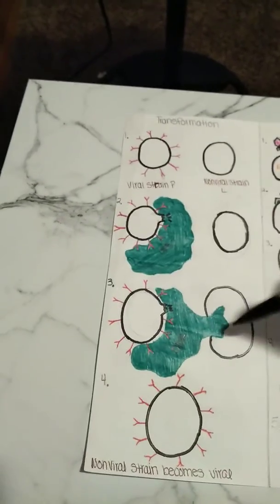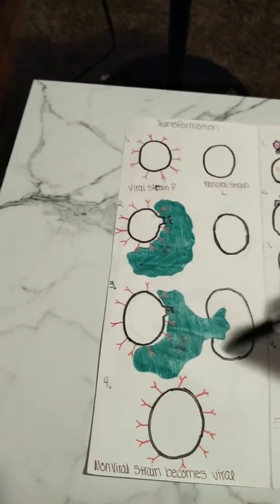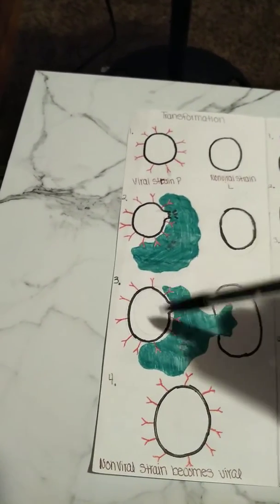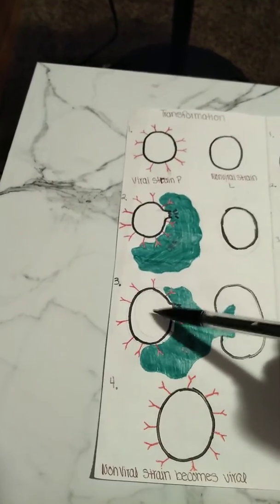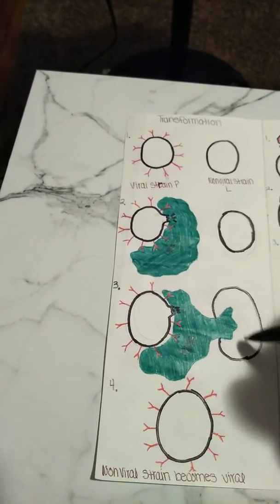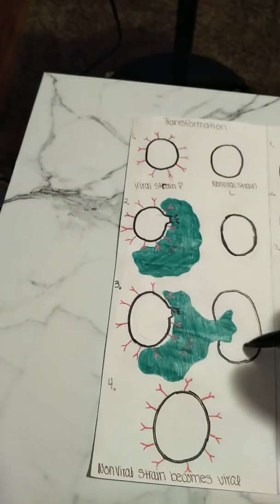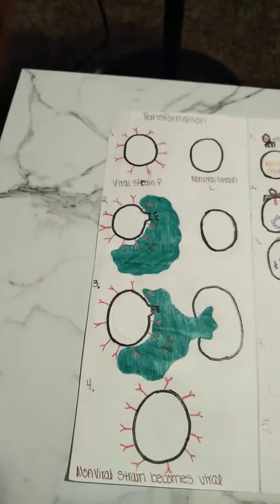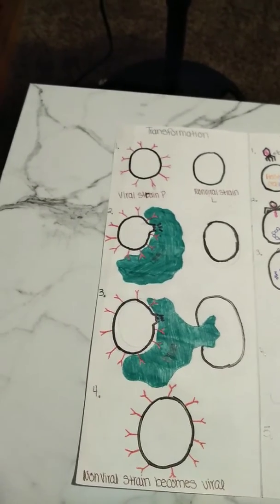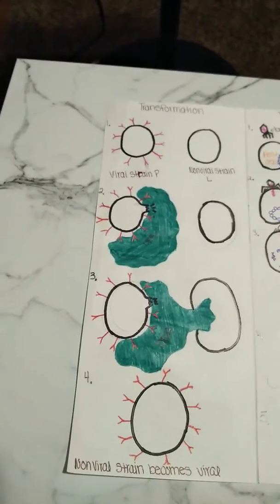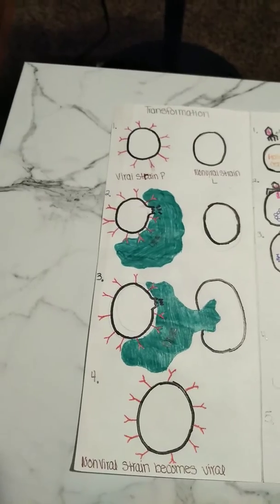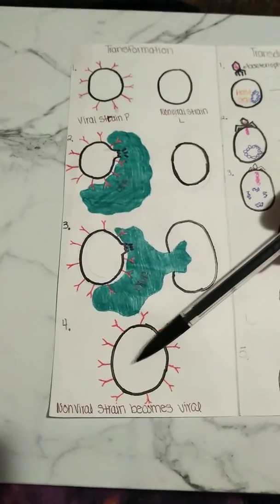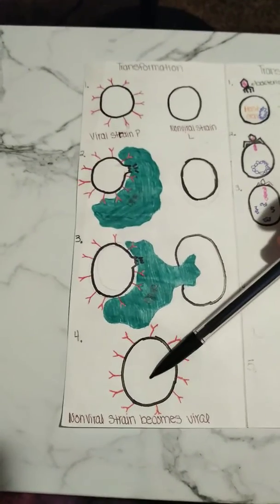So if the genes that allow this bacteria to become pathogenic are integrated into the non-viral DNA, if they join together, this bacteria can now become pathogenic because now it holds those genes that enable it to have those different functions or those virulence factors that enable it to become harmful. So then it can transform into the viral or the pathogenic strain.